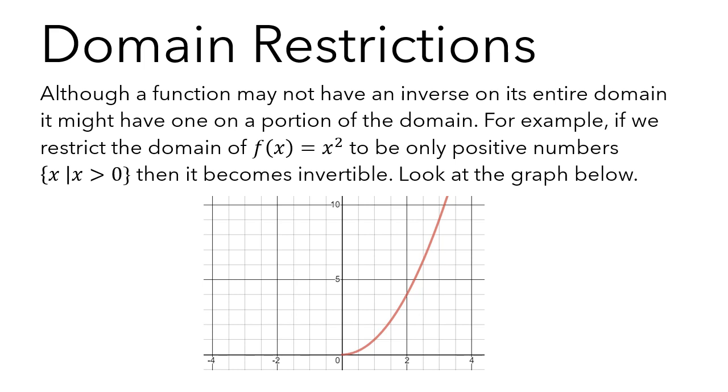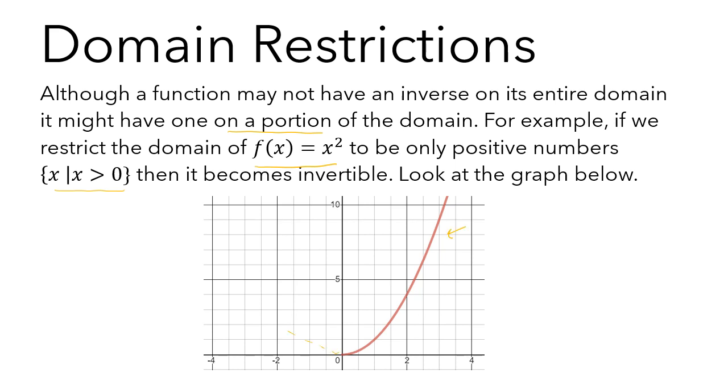Although a function may not have an inverse on its entire domain, it might have one on just a portion of the domain. For example, if we go back to the function f of x equals x squared, and we restrict it to only be positive numbers, so the set of x such that x is greater than 0, then it actually becomes invertible. Look at the graph below.